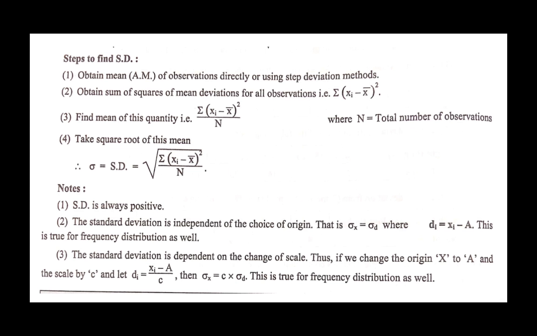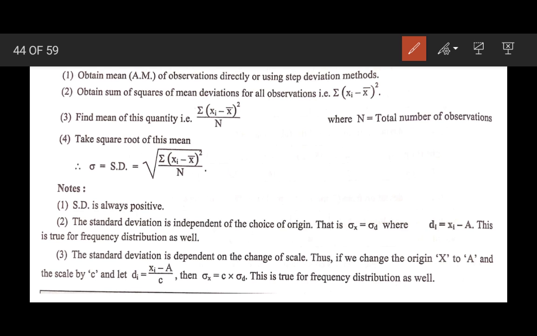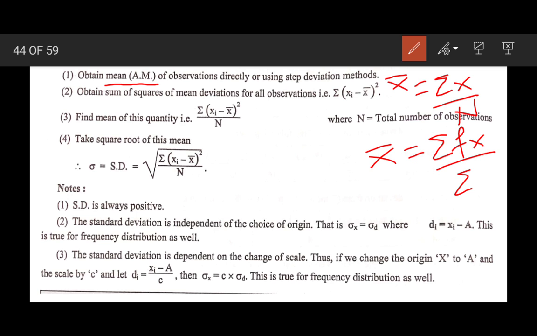Now, steps to find standard deviation. The first step is to find the mean, x bar. If ungrouped data is given, then x bar is summation x upon n. If grouped data is given, then x bar is summation of fx upon summation of f. So step 1 is find the mean.